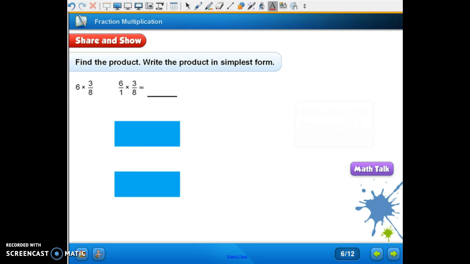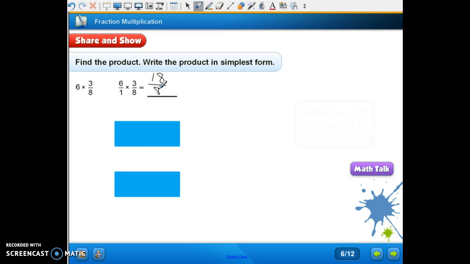Okay, now you can turn the page and go on to share and show, page 313. Find the product, write the product in simplest form. This is number 1 at the top of the page. And so we can multiply this. 6 times 3 is 18. And 1 times 8 is 8.